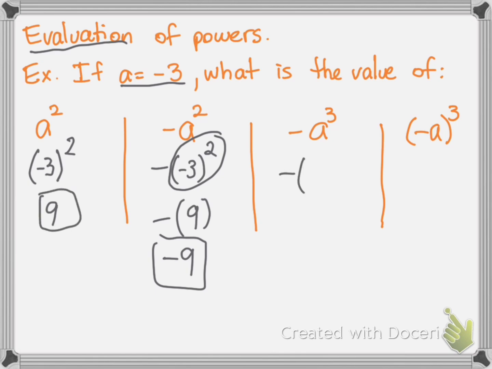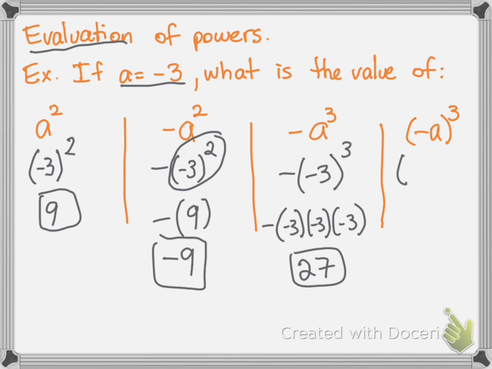In this case, I have negative 3 to the third power. That's going to be, if I write it down, negative 3 times negative 3 times negative 3. Notice there are 3 negatives, and so the answer is going to be negative 27.